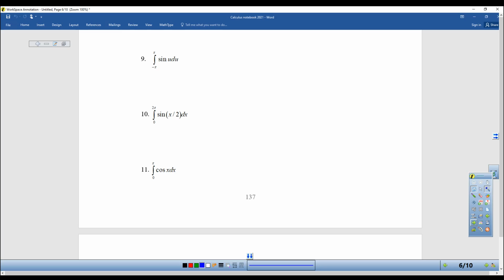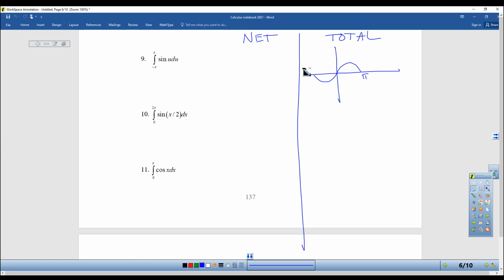Number 9. Now I'm going from negative pi to pi. I'm just going to continue my line here. Net total. So whenever you want to do a total area, you always need the graph. This time I'm going to go from negative pi to pi. What is this going to be? Total area is going to be 2 plus 2. So the total area is 4. The net, if I actually just did the integral though, because this is actually negative and this is positive, this integral is going to come out to be 0.